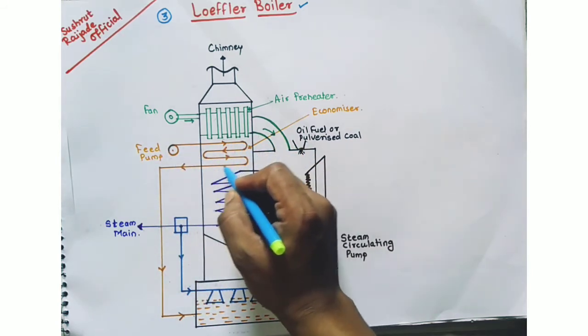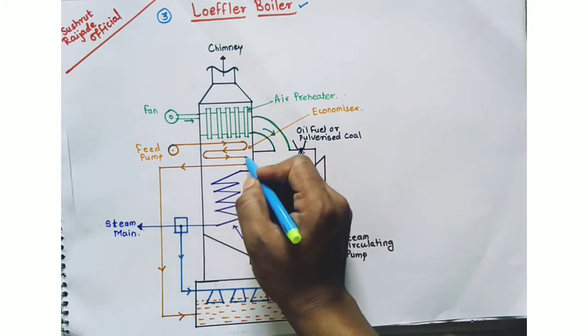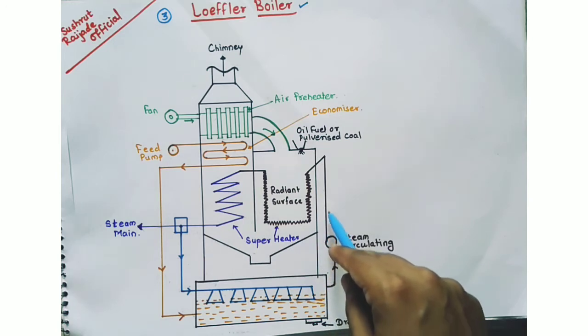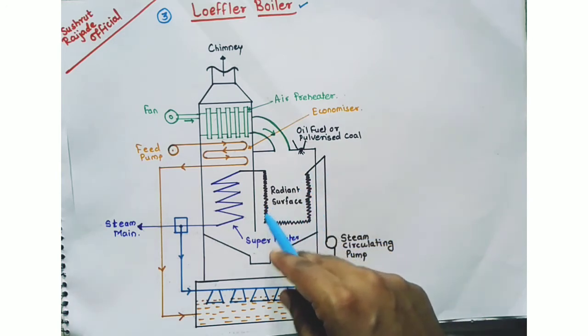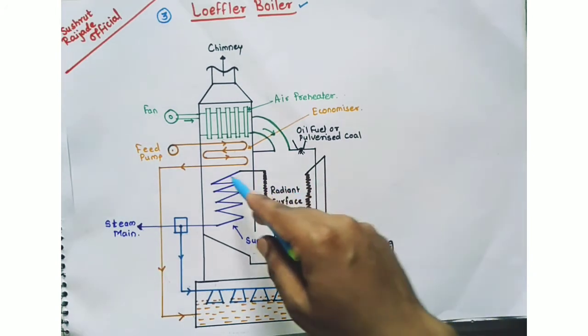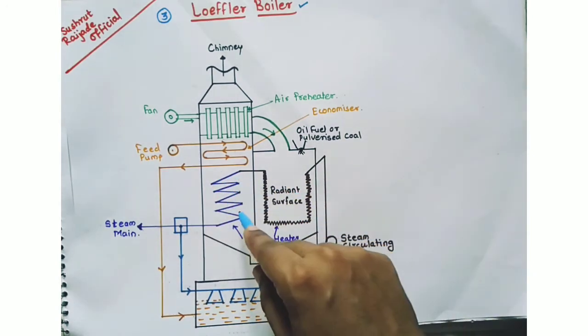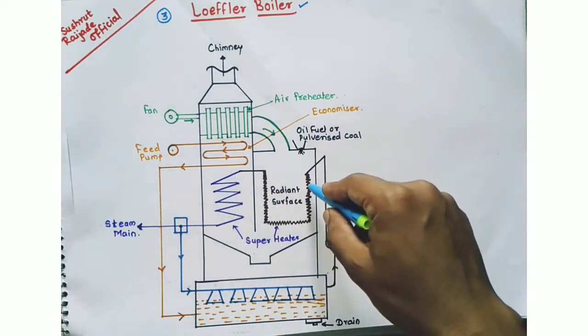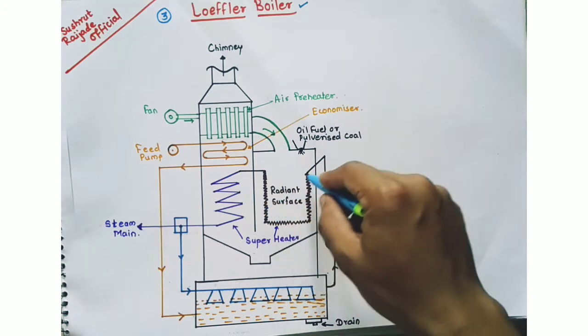That feed water gets preheated in the economizer and then passes to the evaporating drum. Now in the evaporating drum, the preheated water gets converted into steam, and that steam is circulated with the help of the steam circulating pump to the radiant superheater. The radiant superheater and the convective superheater both receive the heat from the combustion chamber and the flue gases, and the steam gets superheated.